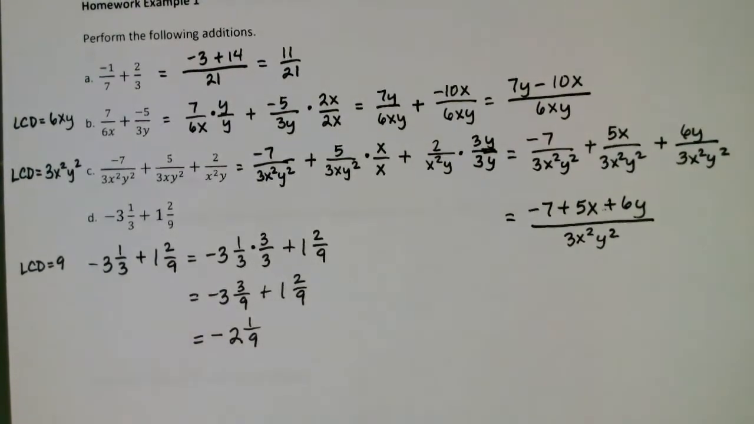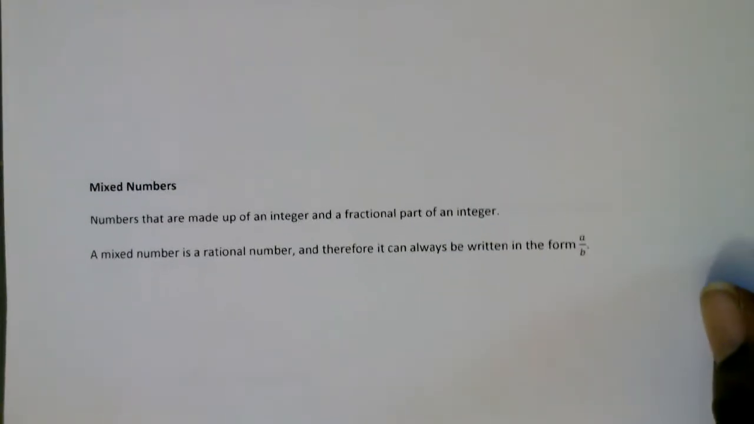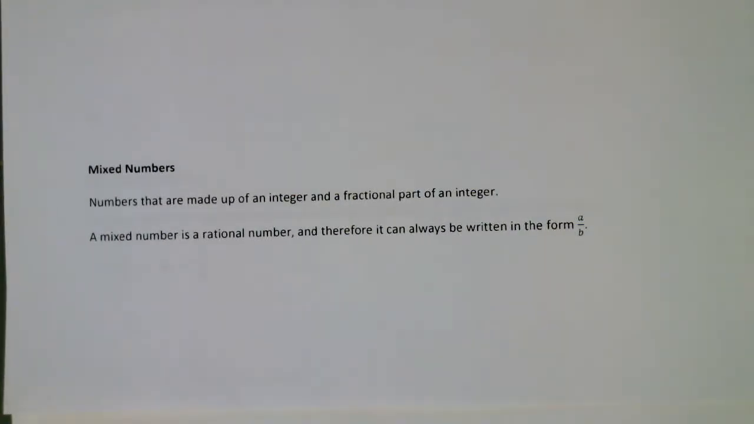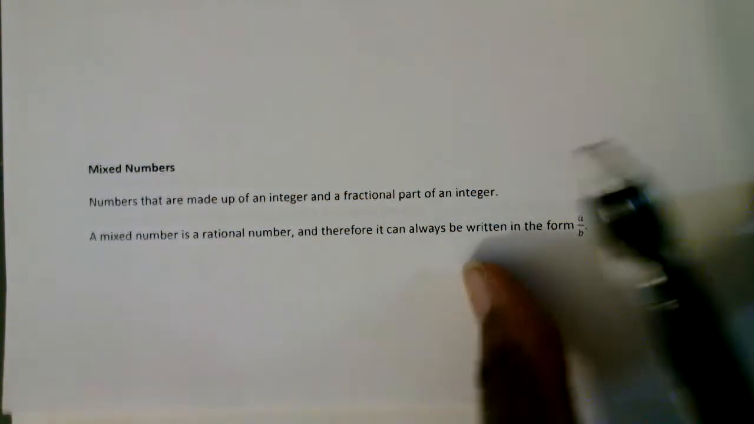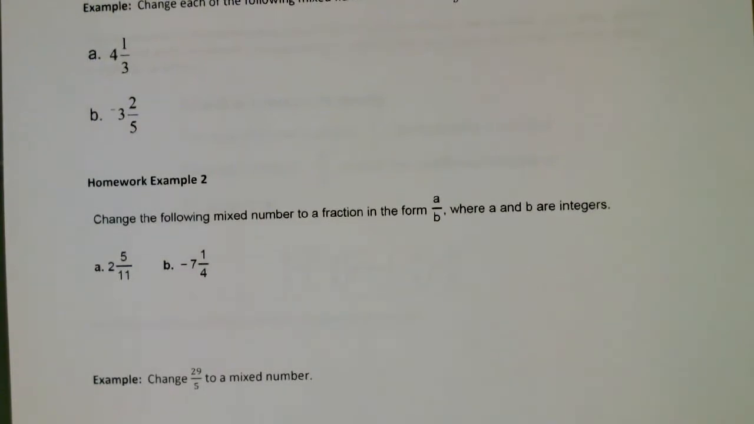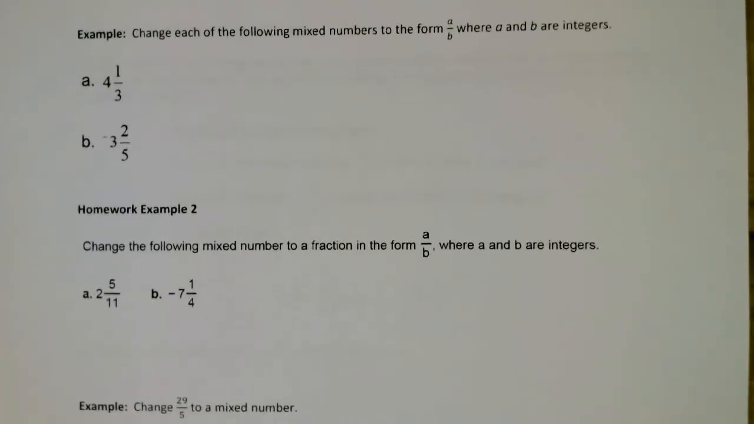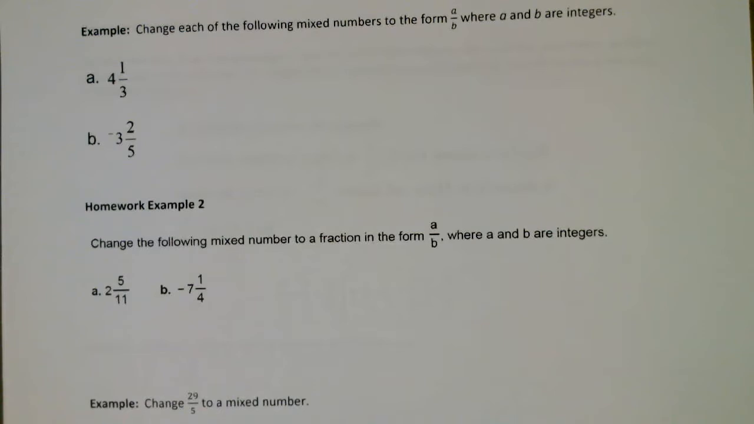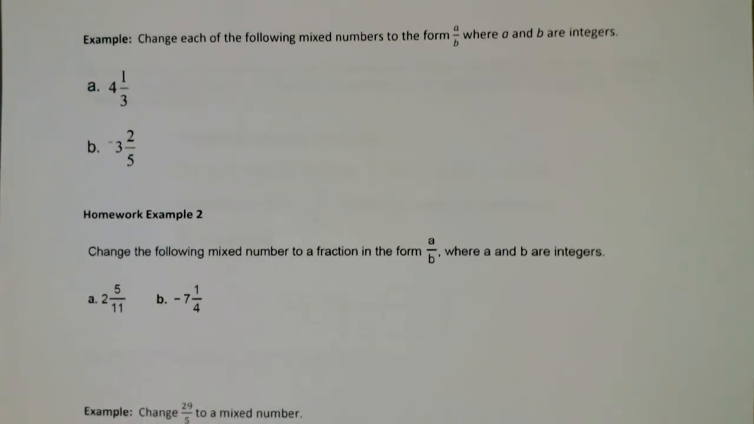Now part D, the one that I just did, is what we call mixed numbers. Those are numbers that are made up of an integer and a fractional part. A mixed number is a rational number, and therefore it can always be written in the form A over B. Like in this example here, let's say I want to change each of the following mixed numbers into the form of A over B, where A and B are integers.